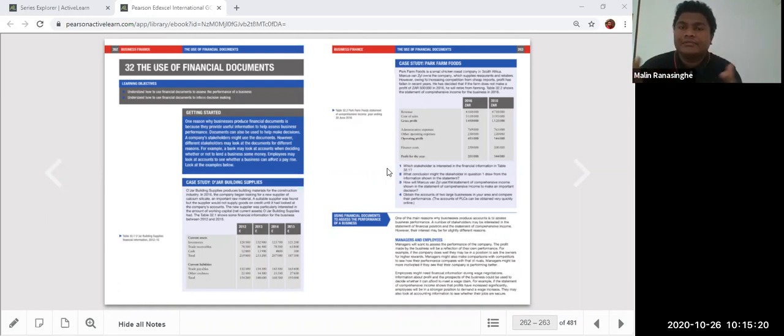What is the usefulness of these documents? Who are the stakeholders of these financial documents, this financial information? Who are the users? Why do we need accounting?